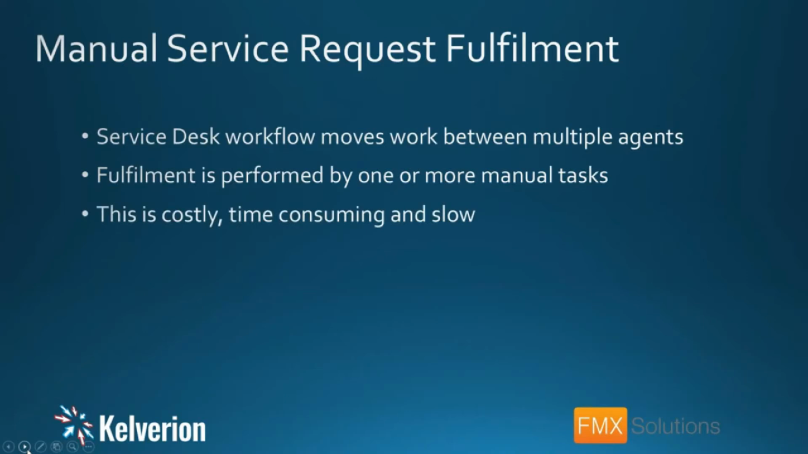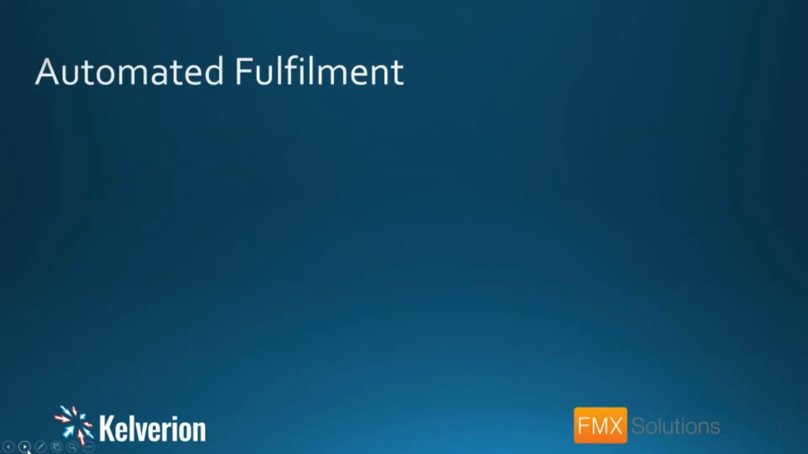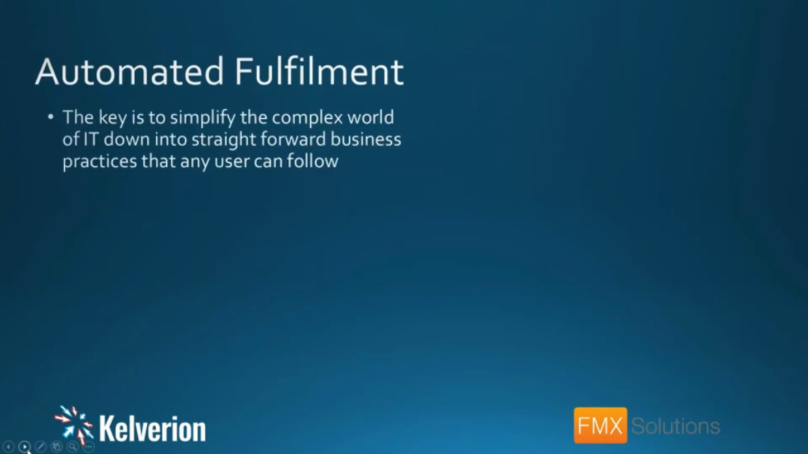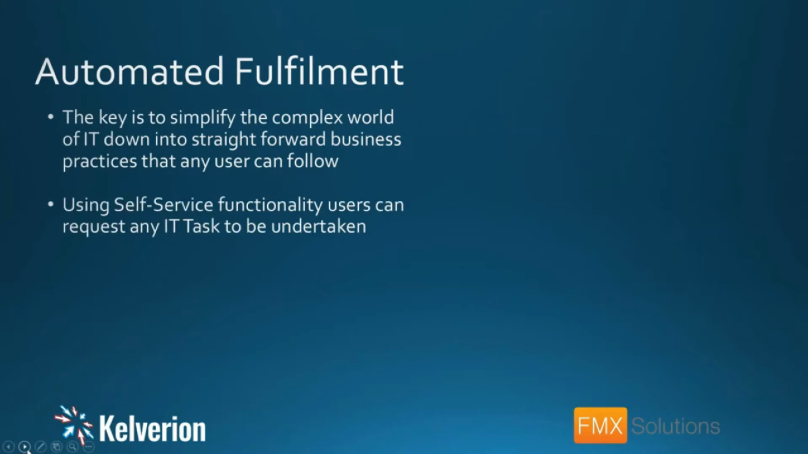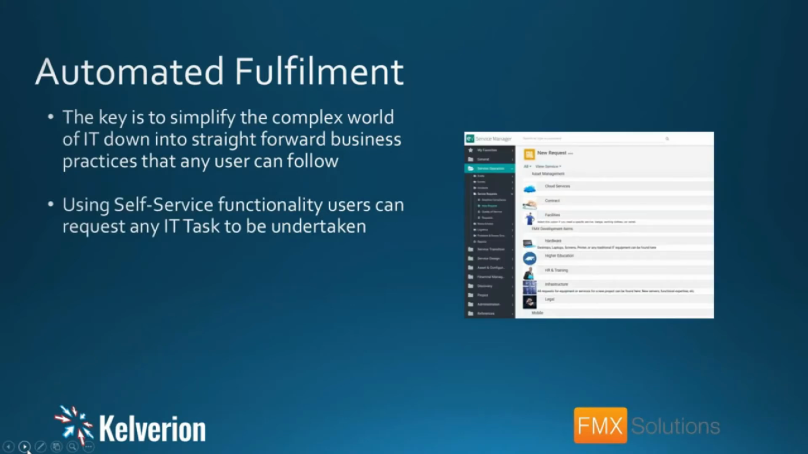In this modern age, there's no need to do these tasks manually anymore. They can be fulfilled automatically. So what do we mean by automated fulfillment? Well, the key is to simplify the complex world of IT down into straightforward business practices that anybody can follow. So what you need to do is take a self-service portal where users can request tasks that IT can fulfill.